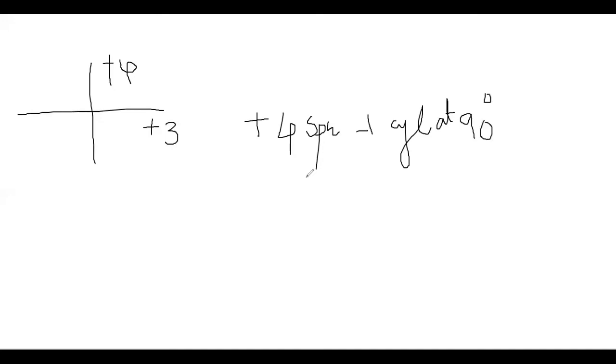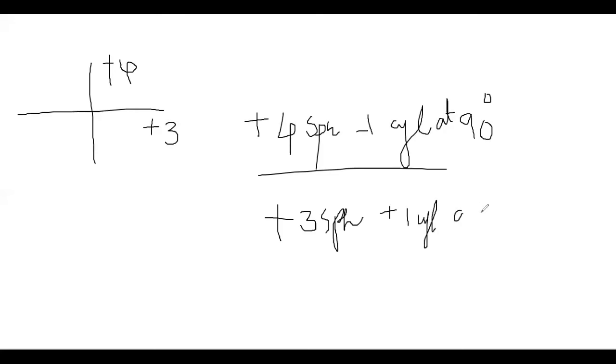Or we can also write it as, if we start from here, +3 sphere, and the difference is +1. Only one diopter cylinder at 180 degree.